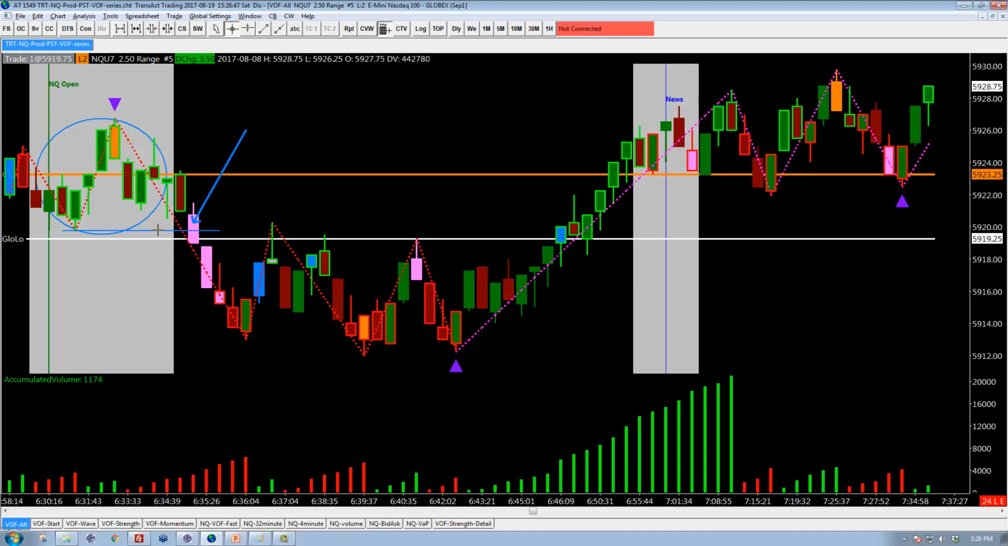Let's talk about what happens at the bottom of this wave. This is a little key here. All right. So the question I have for you is, who's selling here and who's buying?